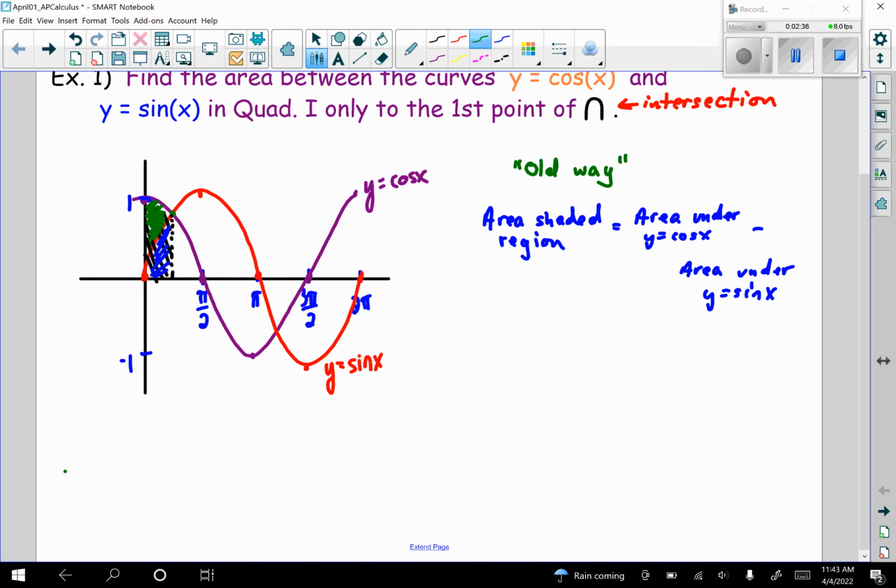All right, so we're going to label this just as the area is going to equal, and then where they intersect right here would be at pi over 4. That's where sine x and cosine x are the same. So it would be, first, the integral from 0 to pi over 4 of cosine x dx minus the integral from 0 to pi over 4 of sine x dx.